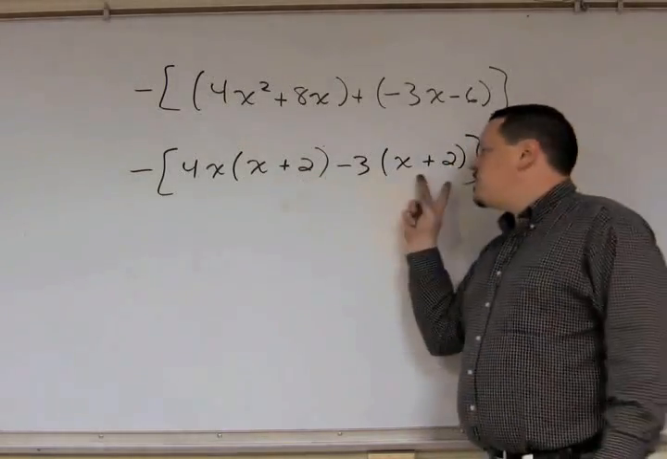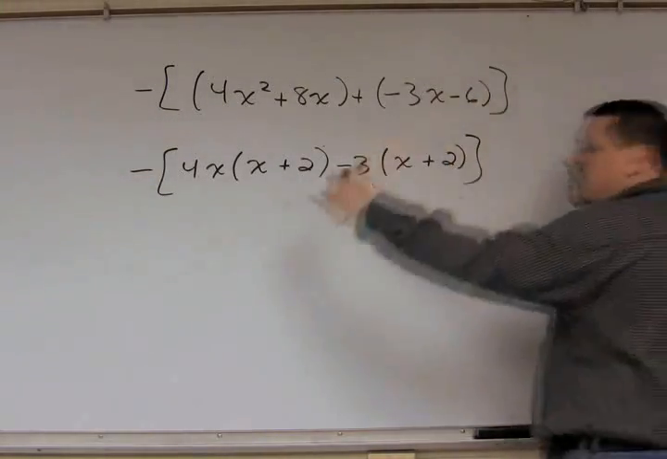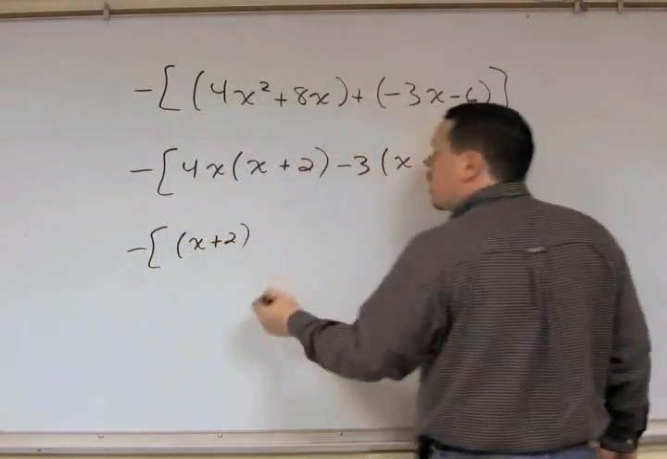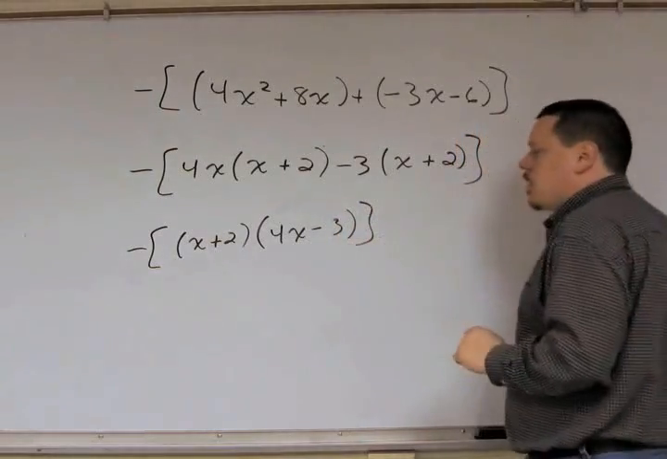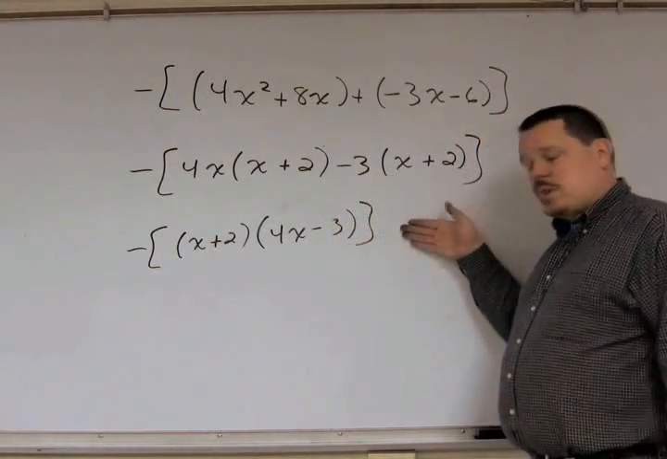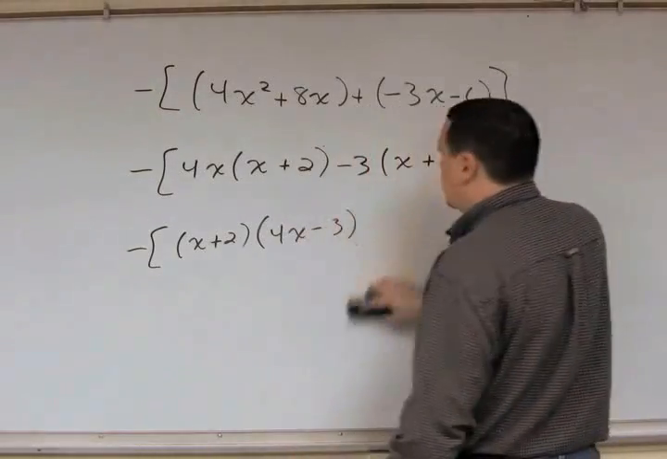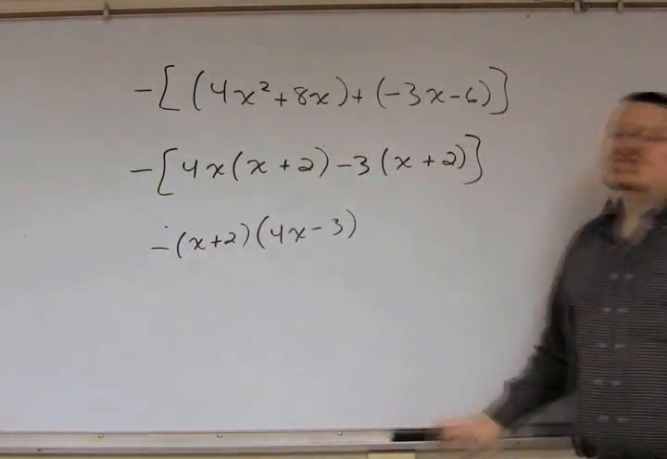Again, these two parentheses should be identical. So now we're going to factor out the x plus 2. And what we have left is 4x minus 3. And now, once we have it in this form, we can eliminate our square brackets. And there's your factorization.